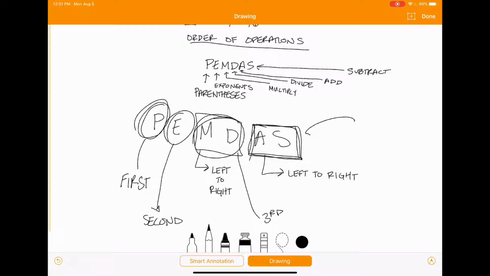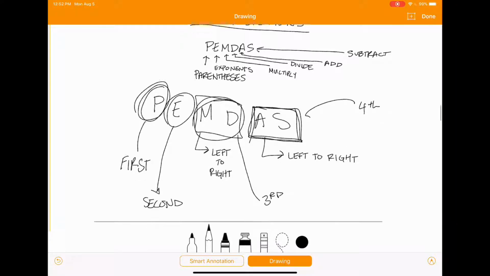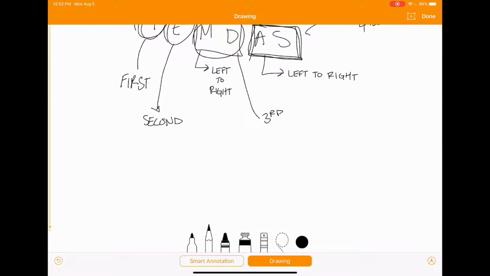And then you're going to add and subtract. So 1 parentheses, 2 exponents, 3 multiply and divide, and then 4 add and subtract.